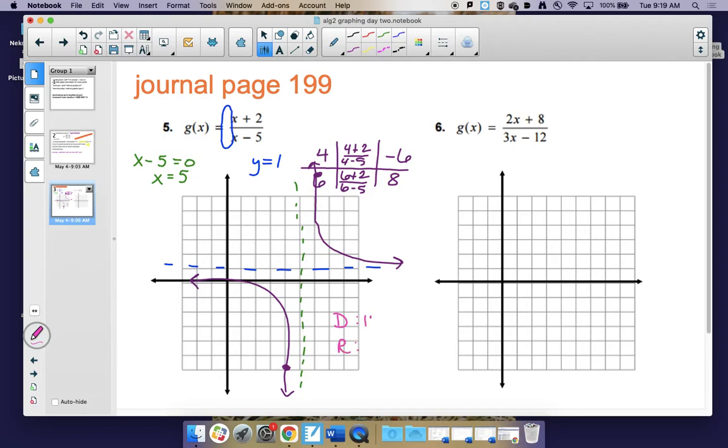So domain is, remember, everything but your x, and range is everything but your y, from the asymptotes, not from your ordered pairs.